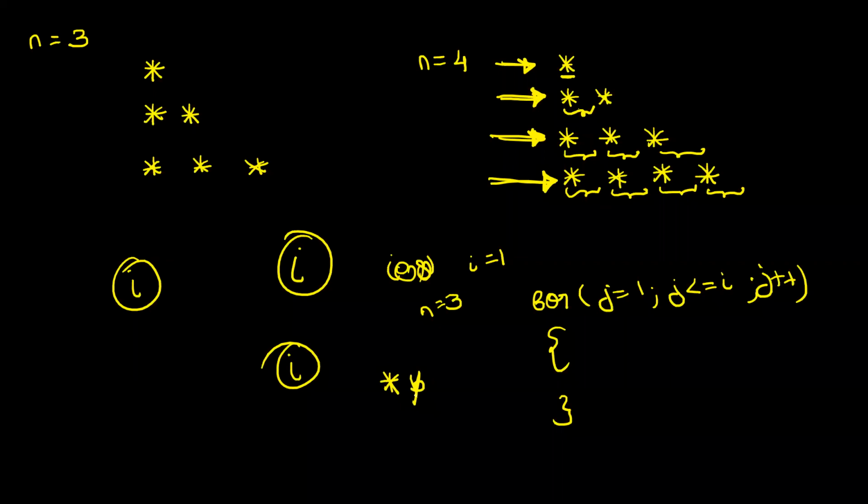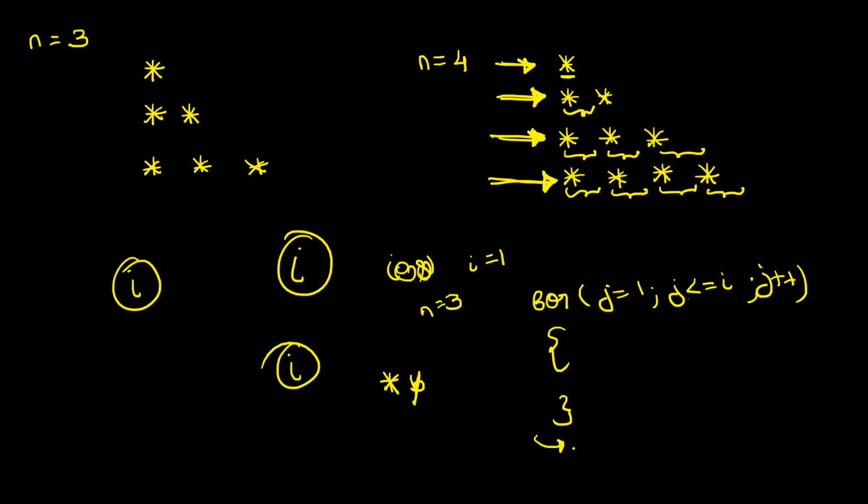I am writing a B here for space so that you understand. So star followed by space I have printed and my cursor is here. Now j plus plus will happen. The value of j will become 2. 2 less than equal to 1 is false. So this loop has now terminated. This condition becomes false and this loop is done. Now I come outside this loop.